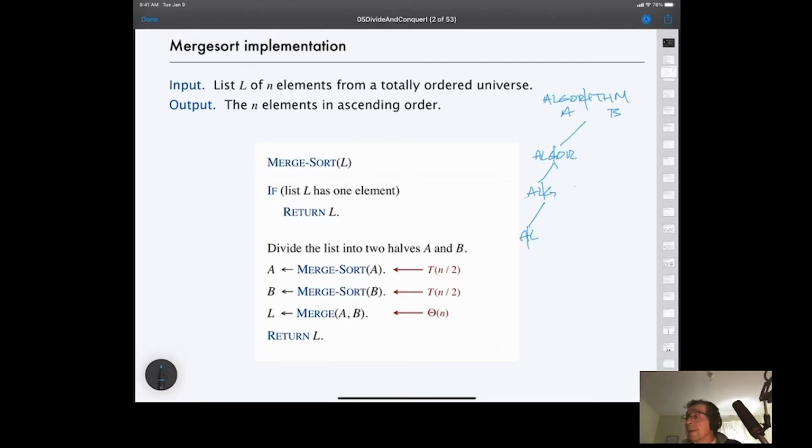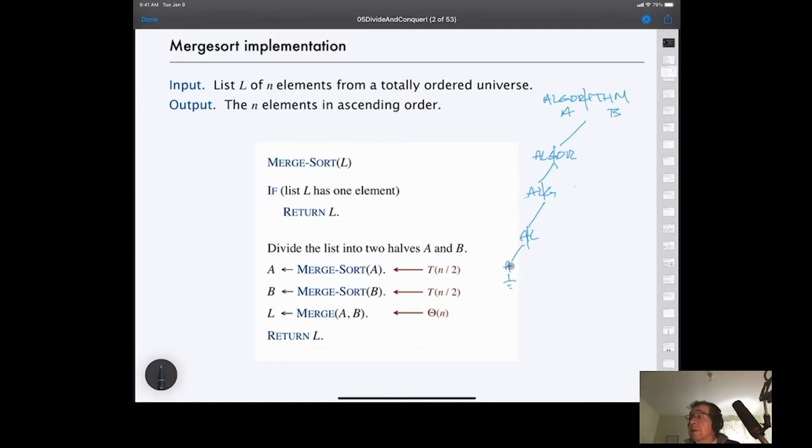Which would be A and L. And then we submit A again, the left-hand side part, to merge sort. As we enter the program call again, we find that it has one element, so it returns that one element. We get A and it pops out, goes away, execution is finished. No more calls are generated. I will indicate it with this grounding symbol.